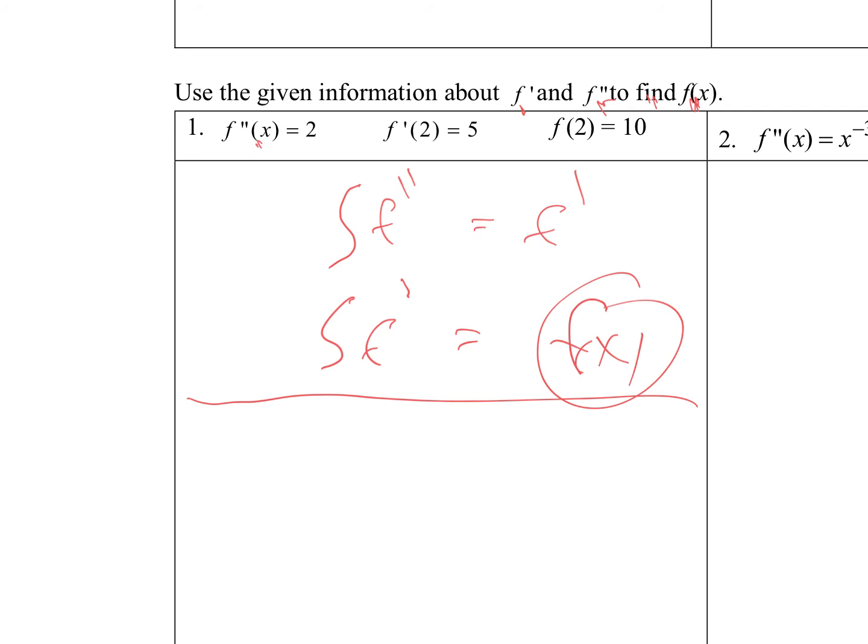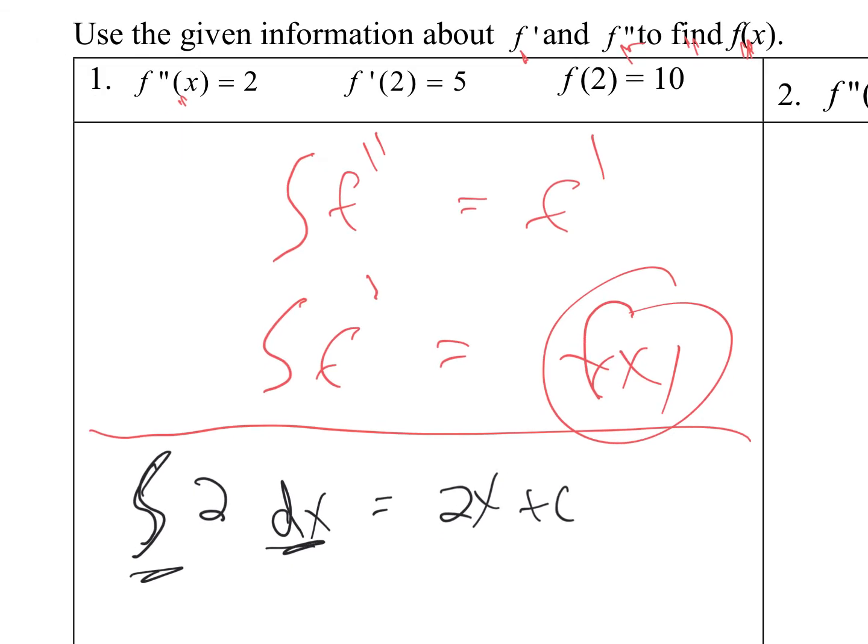What is my equation for f double prime? I'm going to simply integrate 2 dx. The integral sign and the dx go together like a sandwich. So when I integrate 2 dx, what do I get? 2x. But remember what I told you, there's this constant. Am I going to need that? Let's see.